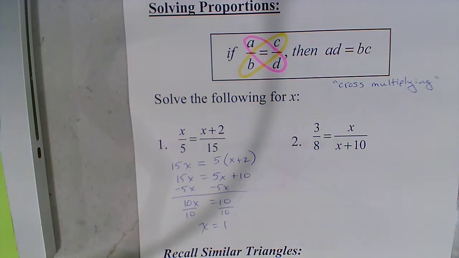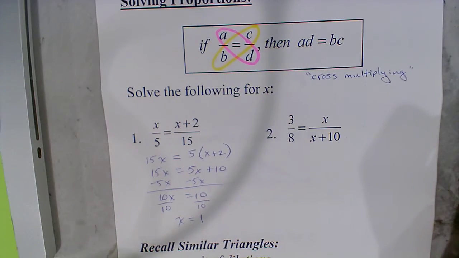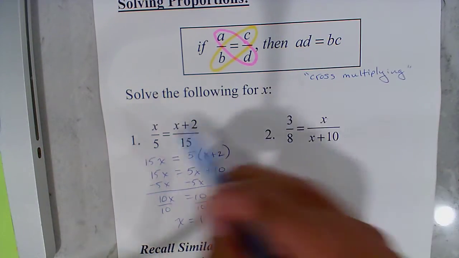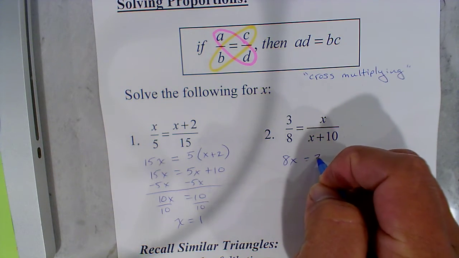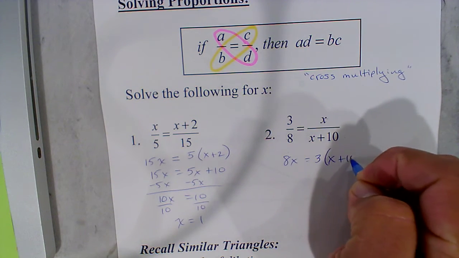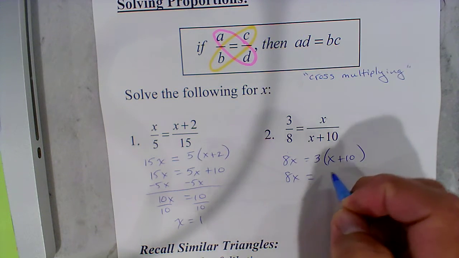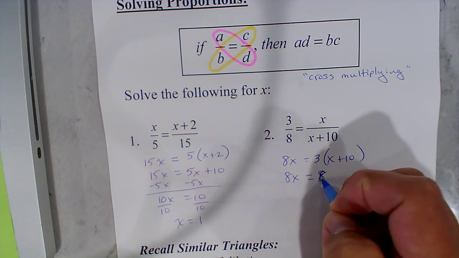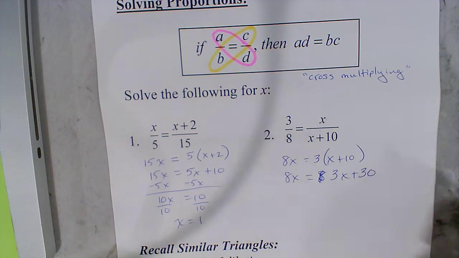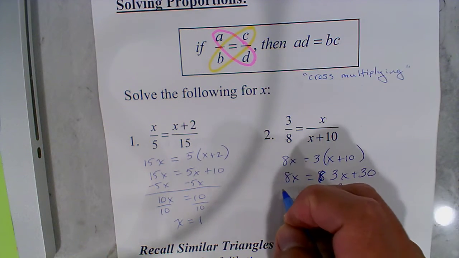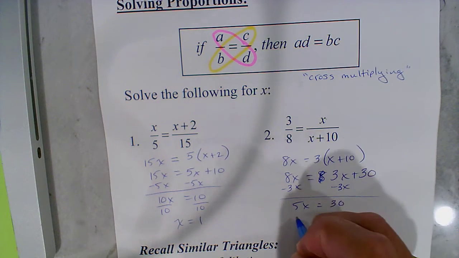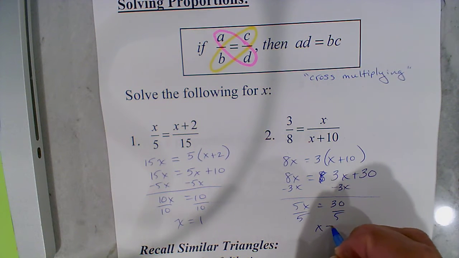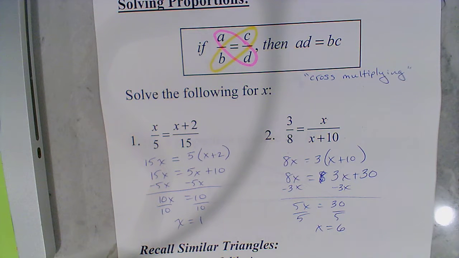All right, now, is it checkable? Of course it is. Same concept here. You can start with whatever ones you want. It doesn't matter which one you go first. So I'm going to do 8 times x is 8x, and then 3 times x plus 10. So that'll give me 8x equals, distribute, 3x plus 30, minus my 3x from both sides. Let's get all those x's on the same side. 5x is equal to 30, divide, and x is 6. All right, so that's how you would go about solving a proportion.